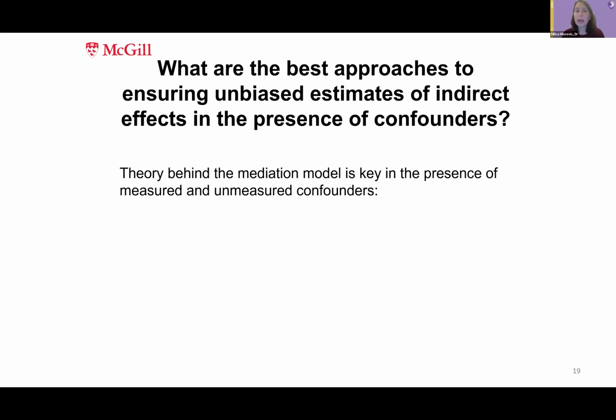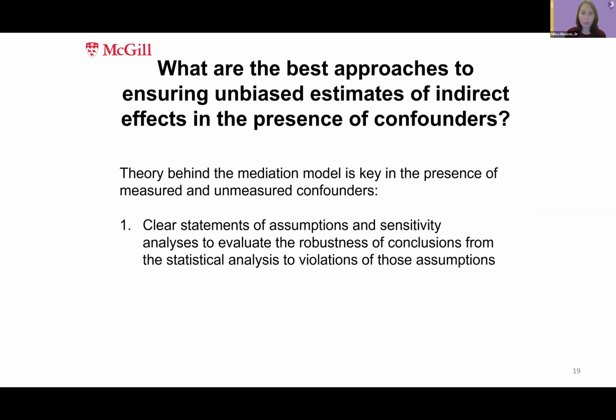So in conclusion, what can applied researchers do to ensure unbiased estimates of the indirect effects in the presence of confounders? Theory behind the mediation model is key in the presence of both measured and unmeasured confounders. So if we suspect we have unmeasured confounders, clear statements of assumptions allow us to formulate reasonable sensitivity analyses. And then if we know which variable could be acting as an unmeasured confounder, we could maybe have a sense of what's the correlation between that variable and the mediator and the outcome. And that way we can use these sensitivity analysis methods to see, would that correlation be sufficient to nullify our observed indirect effect?